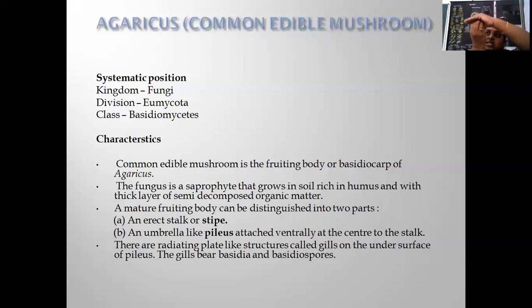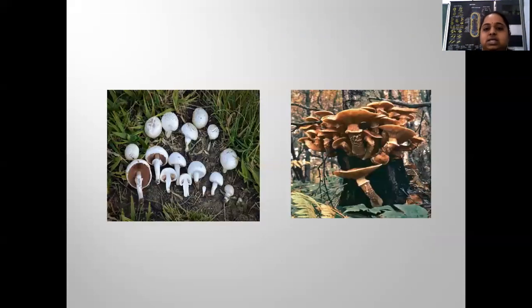This umbrella-like structure has gills. If you see the inner part of the pileus, it has gills under its surface, and these gills bear a structure called basidia, which will produce spores called basidiospores. So in the next slide you can see this. This is the picture of a mushroom.